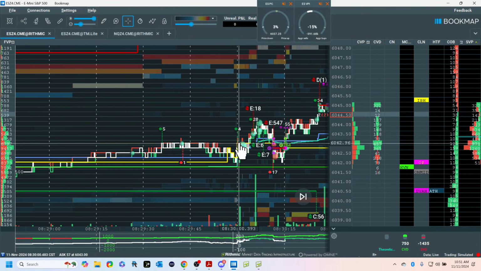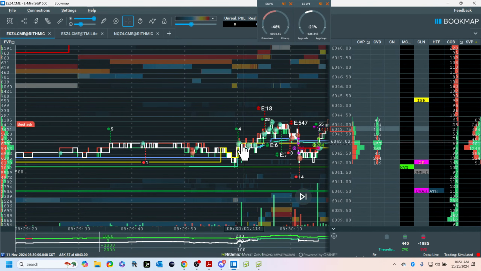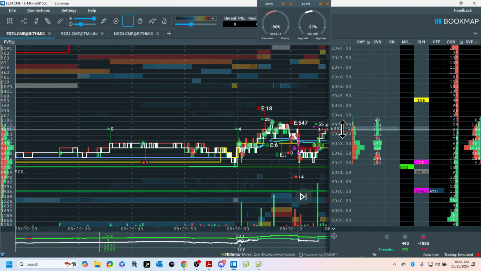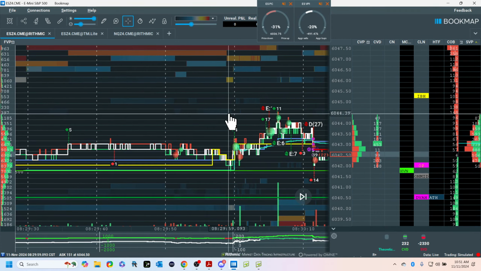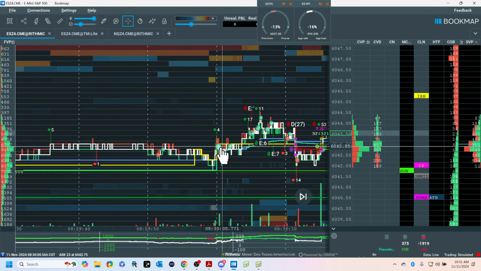So this is called VPOC migration. Now I'm going to show you my trades, and these are basically structured trades. I don't talk about other trades. Sometimes I do, but mostly I want to stay in structure. So this is called VPOC migration.